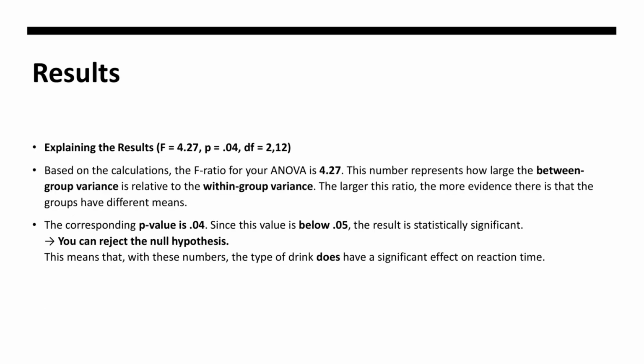Now let's interpret the numerical results. The F value is 4.27. This represents how large the between-group variance is relative to the within-group variance. The p-value is 0.04, which is below the conventional threshold of 0.05. This means the result is statistically significant, and we reject the null hypothesis.